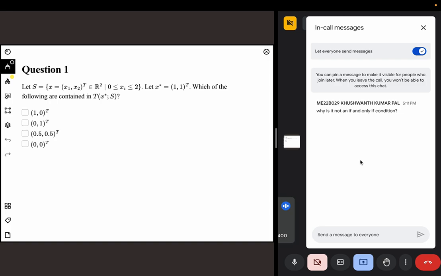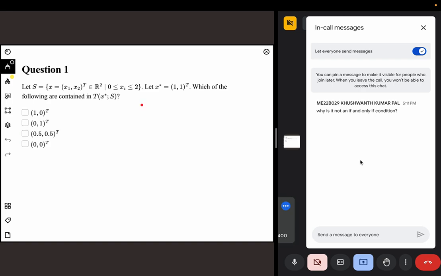These are essentially again, since it is in the tangent cone, these are not points, these are vectors. Like (1,0) is essentially a vector, (0,1) is a vector, (0.5, 0.5) is a vector, (0,0) is again the origin vector. So which of these belong to the tangent cone for this particular region? Yeah, all of them. So how do you do that?